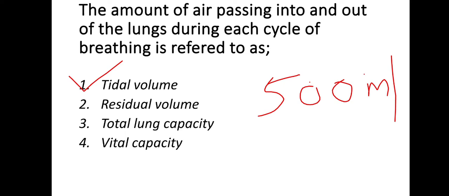The last option is vital capacity. Vital capacity is the maximum volume of air that can be expired following maximum inspiration. First, we take maximum inspiration, and after that we try to expire the maximum volume of air. That is the vital capacity. The normal amount will be 3 to 5 liters. Tidal volume, residual volume, total lung capacity and vital capacity. Do remember these things.